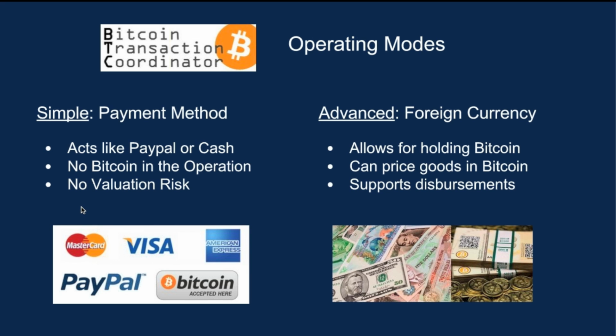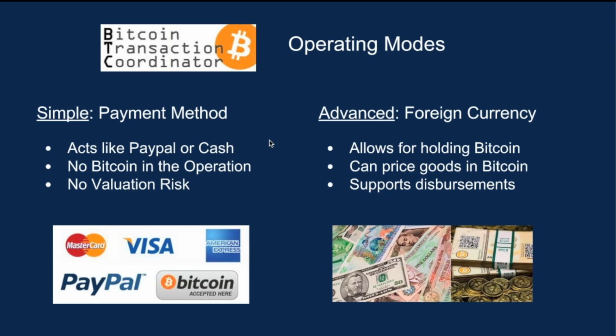To demonstrate this, we're going to talk about using Bitcoin in the accounting system in two different methods. The simplest way is treating Bitcoin as a payment method. In this case, it acts very simply, like PayPal or cash. The business is not using Bitcoin at all in its operation, and there's no valuation risk whatsoever from Bitcoin prices going up and down. It would just look like a payment option, along with all the traditional ones we normally see.